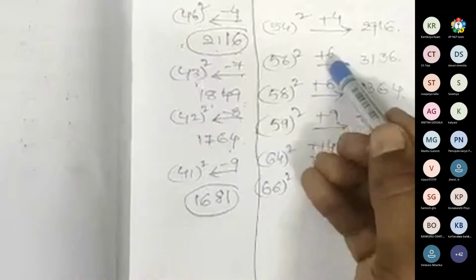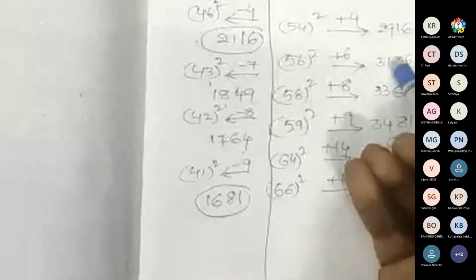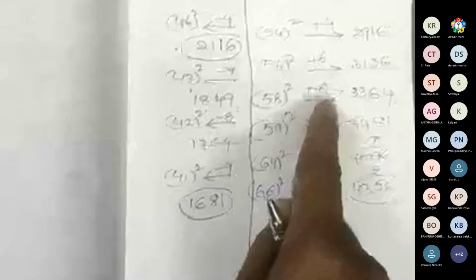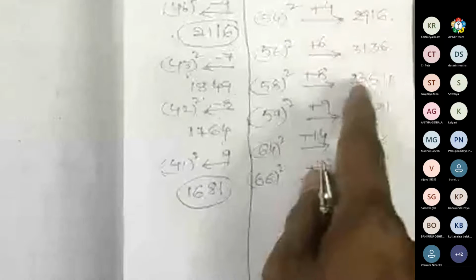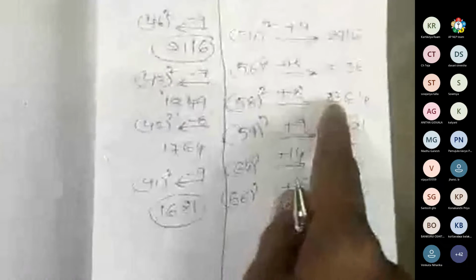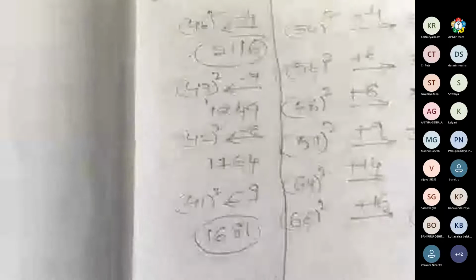56 whole square. For 56 it is 6 more, 6 square is 36. 25 plus 6 is 31. 58 whole square. For 58 it is 8 more, 8 square is 64. 25 plus 8 is 33. 3364. Okay.